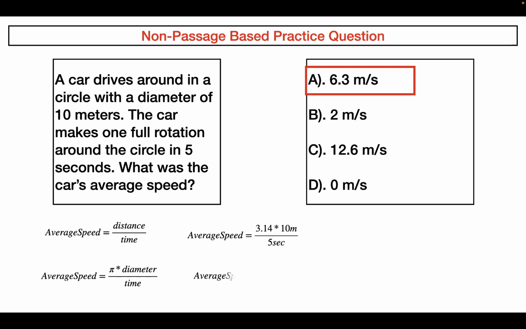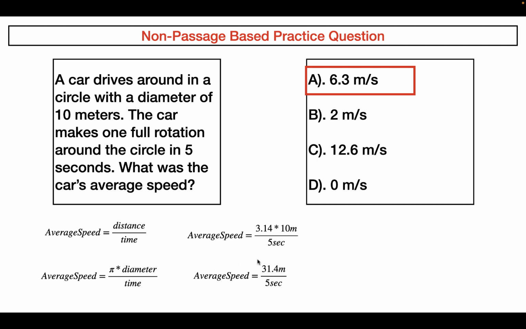And when you do that, what you get is this particular value, 31.4 meters over 5 seconds. Now, I'm going to show you a little MCAT trick. The first thing that I'm going to do is look at the choices. These answer choices are pretty far apart. We have 6.3 meters per second here, 2 meters per second here, 12.6 meters per second here, and 0 meters per second here. So this means that we can round pretty liberally in our calculations.